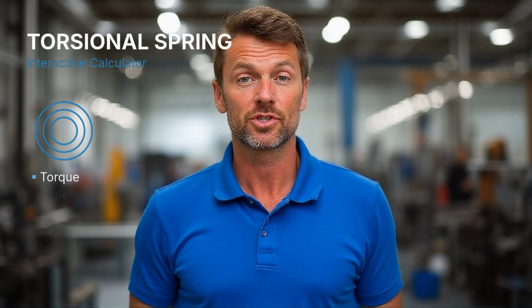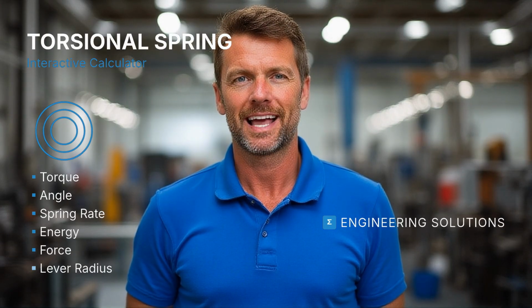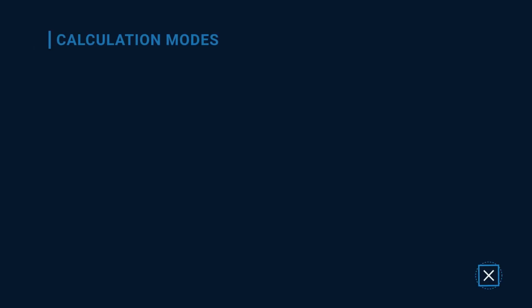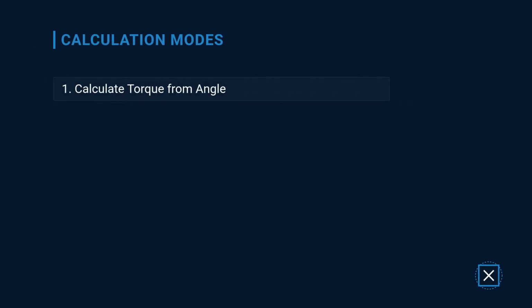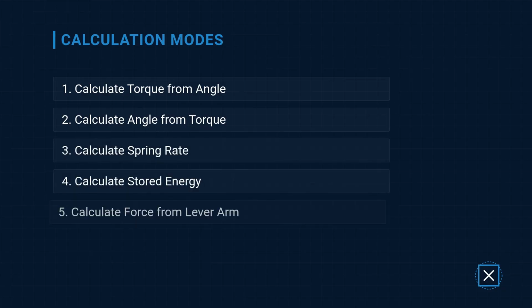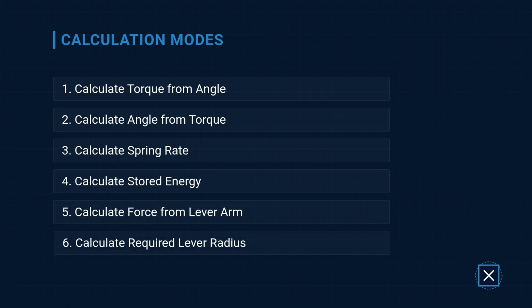This is the Torsional Spring Interactive Calculator, which solves for torque, angle, spring rate, energy, force, and lever radius in torsional spring systems. The calculator has a calculation mode drop-down menu with 6 options: calculate torque from angle, calculate angle from torque, calculate spring rate, calculate stored energy, calculate force from lever arm, and calculate required lever radius.